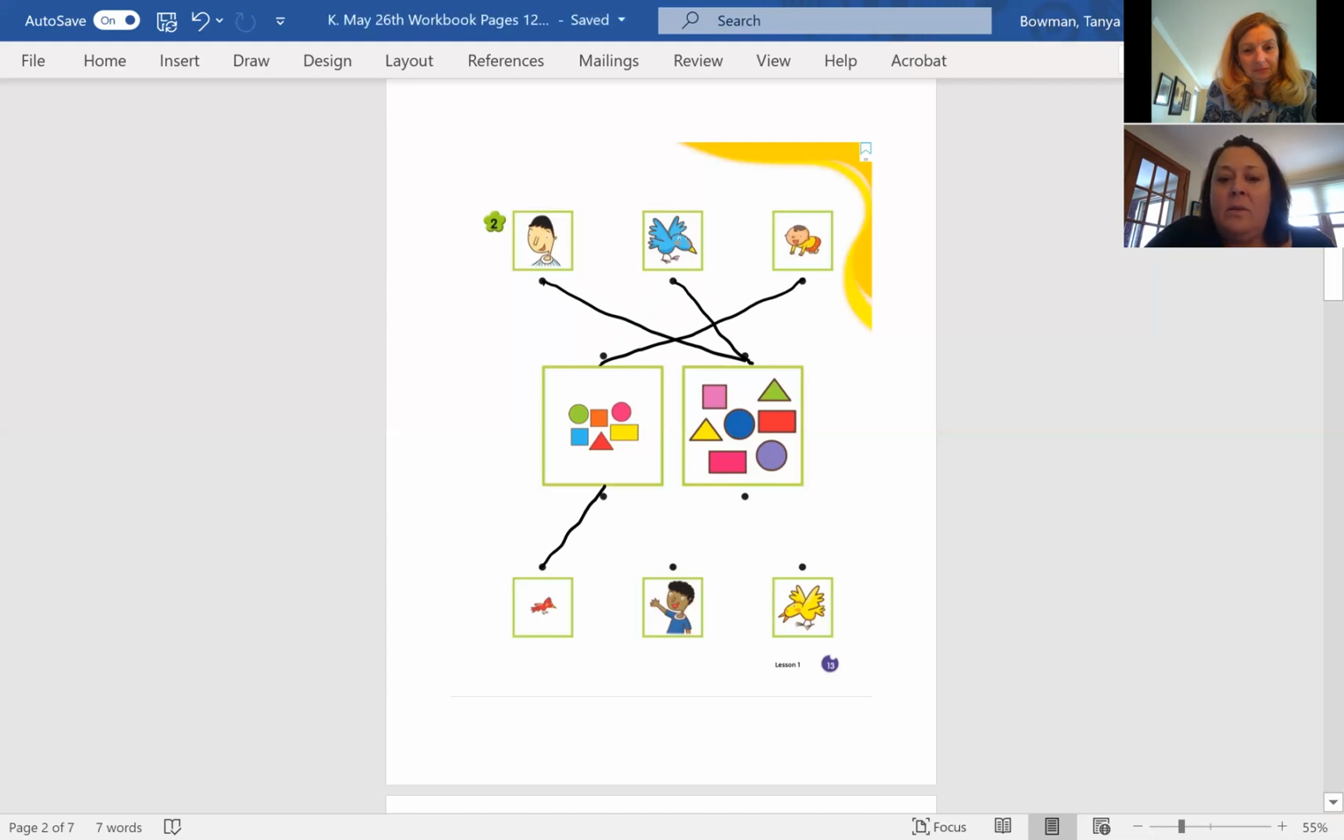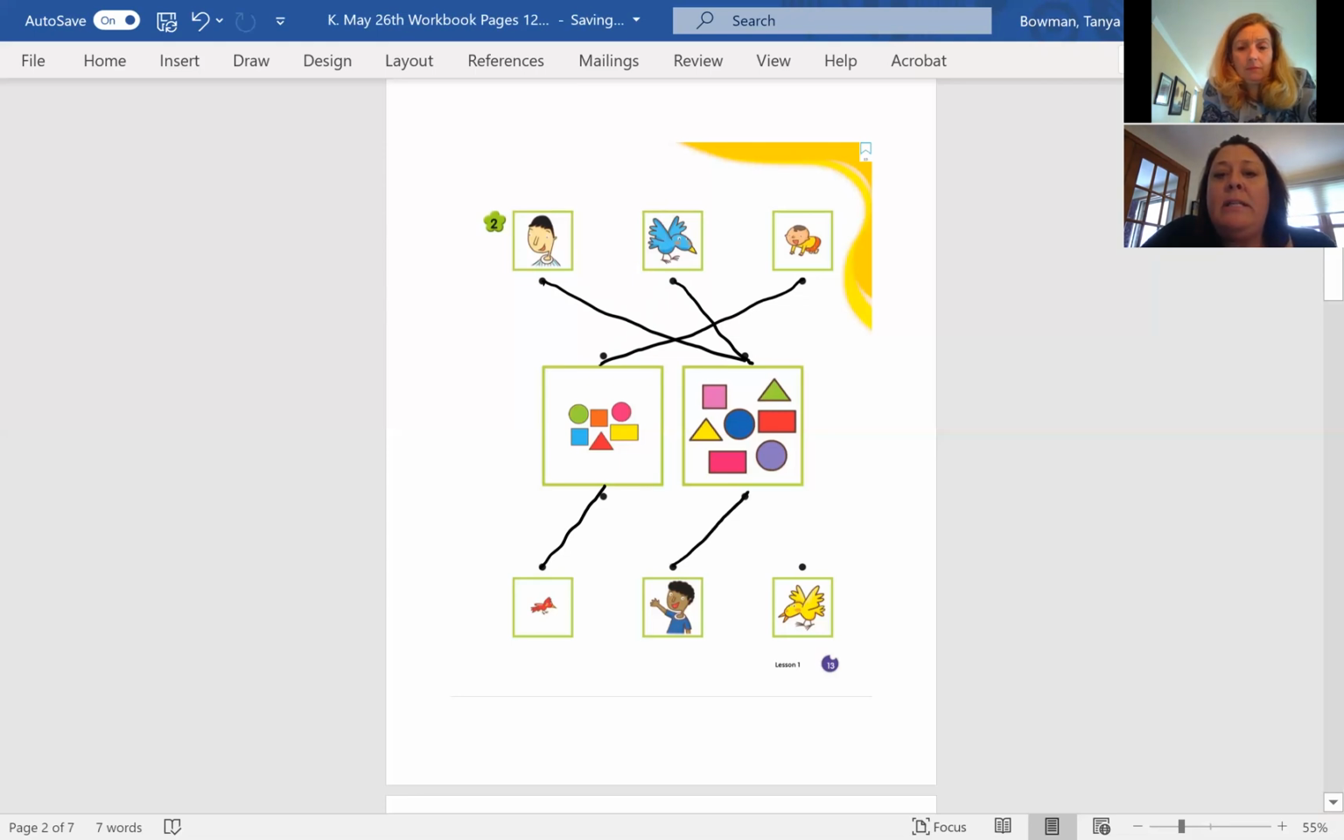All right, so this looks like a boy. What do you think, Mrs. Shimia, for the boy? I think it's a big boy, so I would draw him to the big shapes. I agree with that. Very good. And the bird. So again, here's the bird.